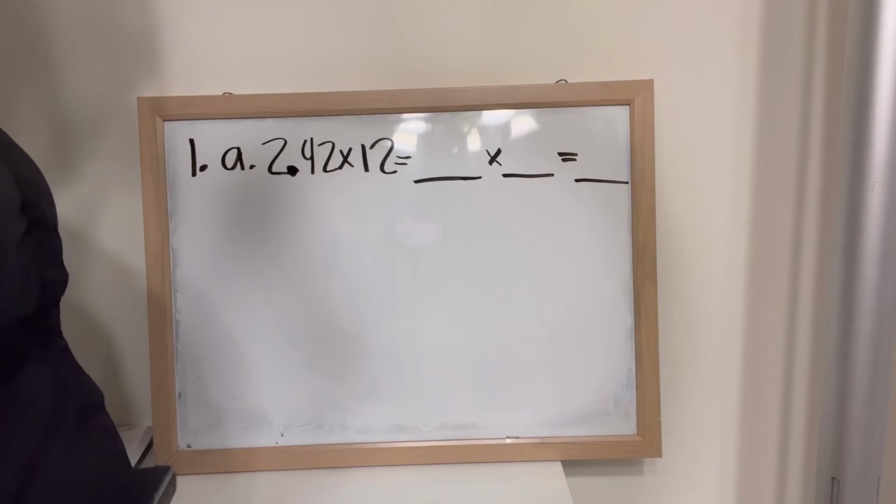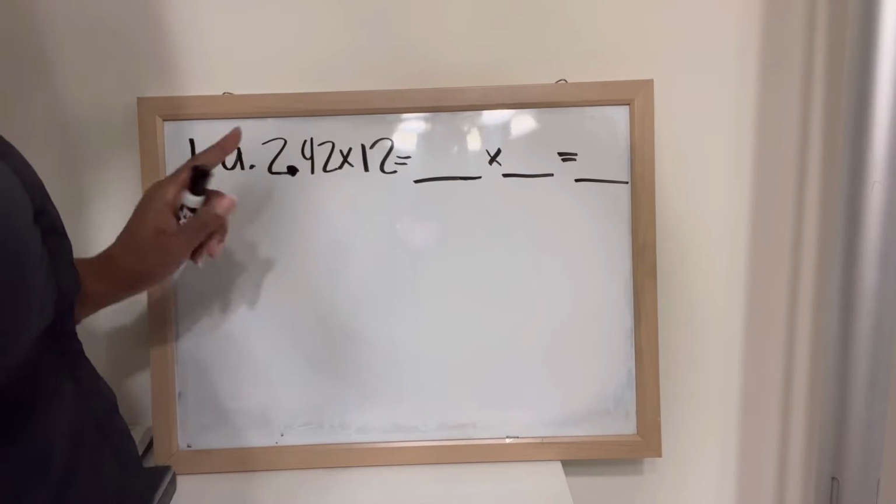This lesson is very much like the previous lesson. The only difference is in the last video they were multiplying with tenths, and in this video they're going to be multiplying with hundredths. Okay, this comes directly out of the homework.